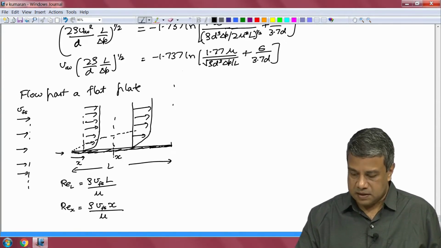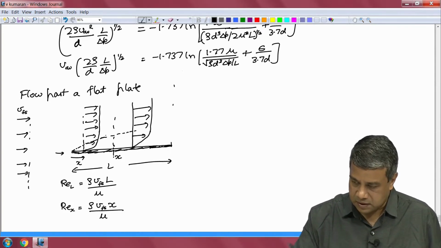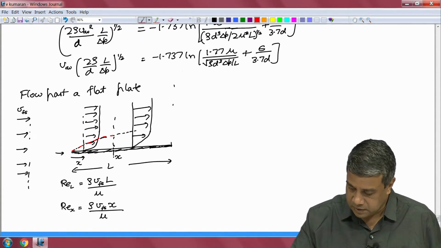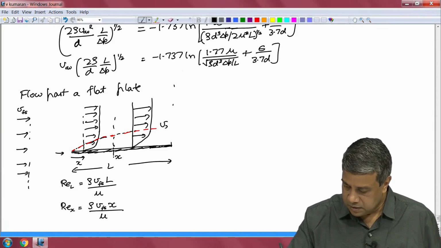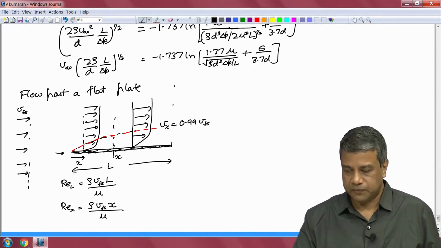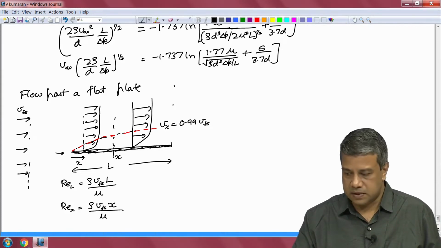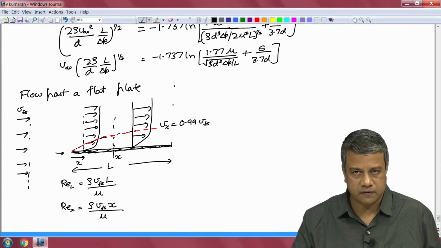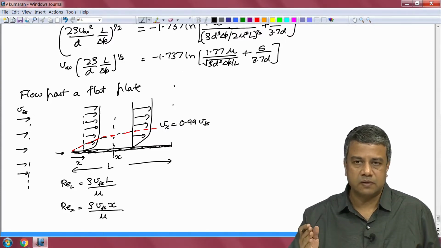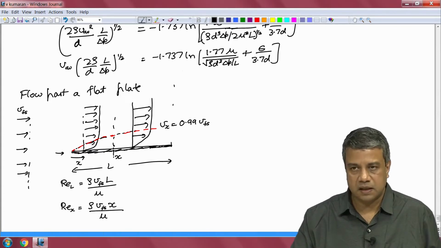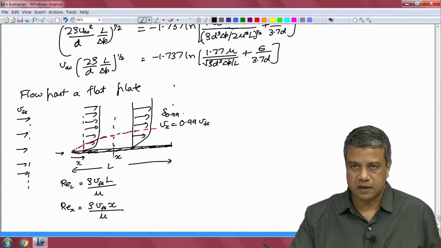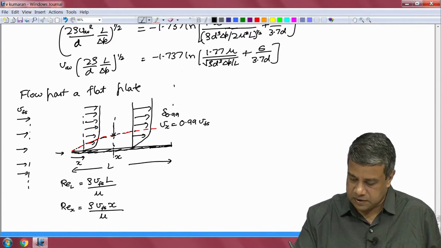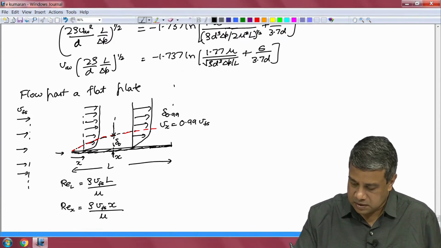The boundary layer thickness is typically defined as the location where the fluid velocity in the x direction is equal to 99% of the free stream velocity. It is the height at which the fluid velocity has almost become equal to the free stream velocity. That height is called the boundary layer thickness, delta 0.99.